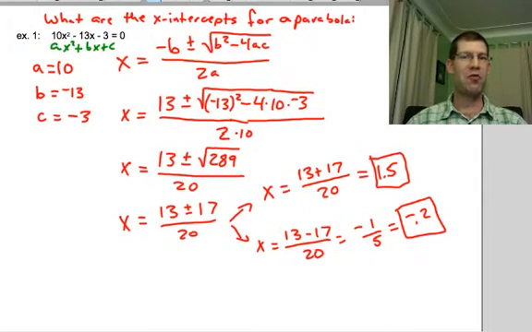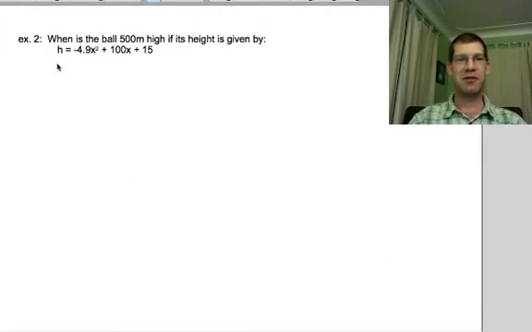So that's one example. I have one more example. If that totally makes sense, you're welcome to just dive ahead, but I would watch the first part of this example. So the first part of my example here, example 2: when is the ball 500 meters high if its height is given by, then I have a height equation in here.